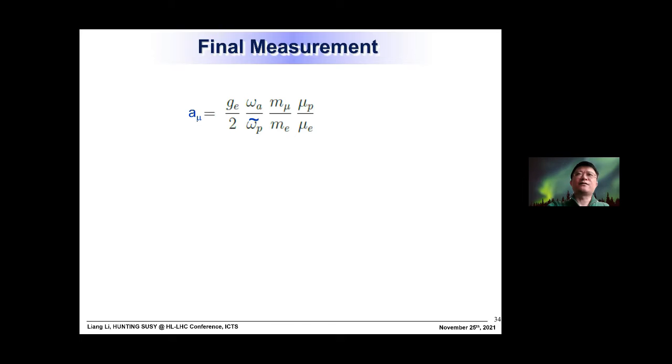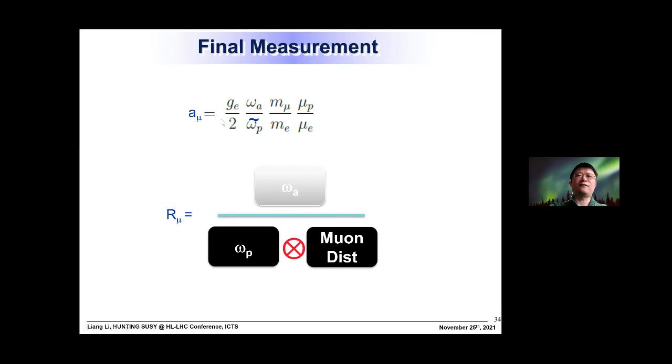Okay, and then let's go. I covered omega A and omega P, and now let's go to the final measurement. This is the same formula I explained before, and then you have this omega A and omega P. I didn't touch on this because it only makes sense when you have the omega P measured and convoluted with the muon, because you want the field as the muon presents, right? When the muon is there, what kind of field does it have? So it has to be convoluted together with the muon distribution.